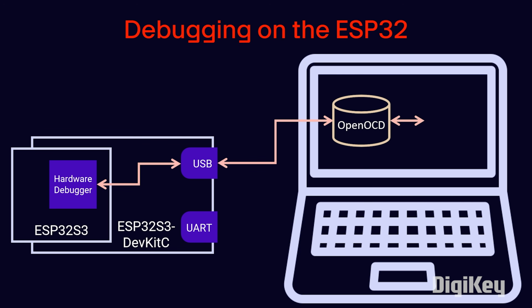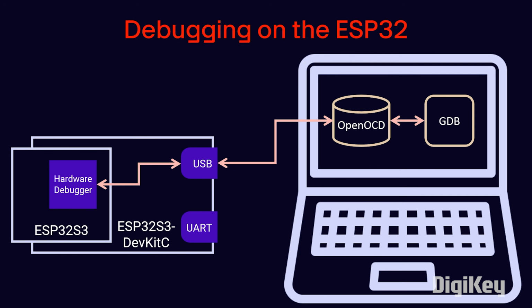GDB stands for GNU Debugger. It's another open source tool that helps users monitor the execution of code. OpenOCD runs a server and we can connect GDB to it as a client. As GDB has knowledge of our code, we can do things like set breakpoints and monitor variables.